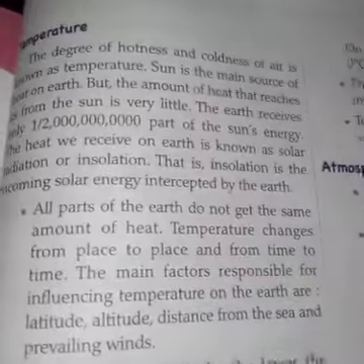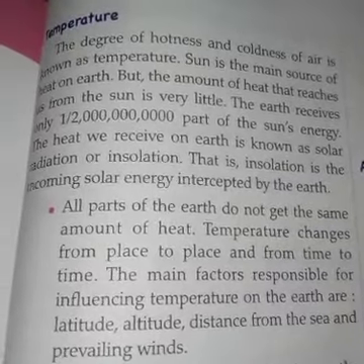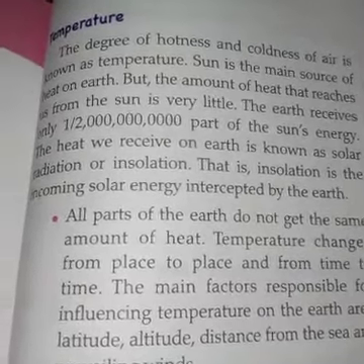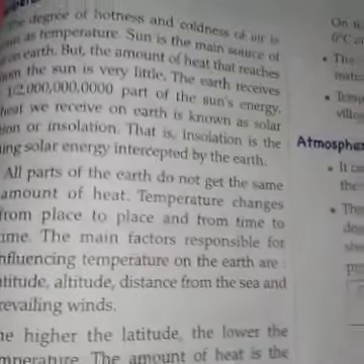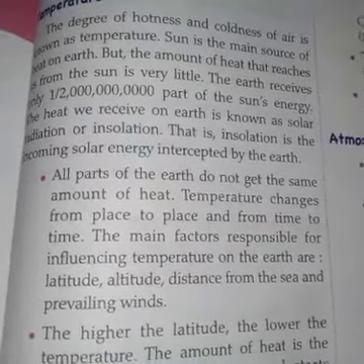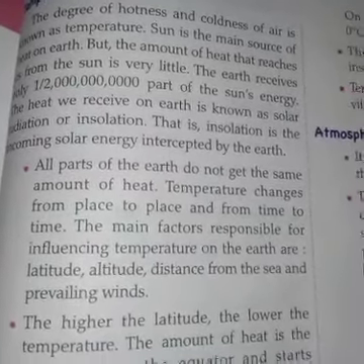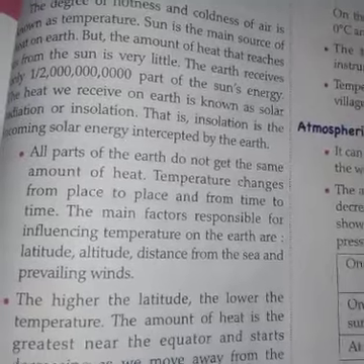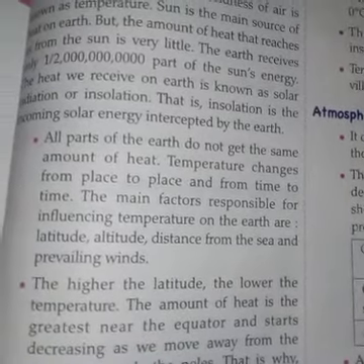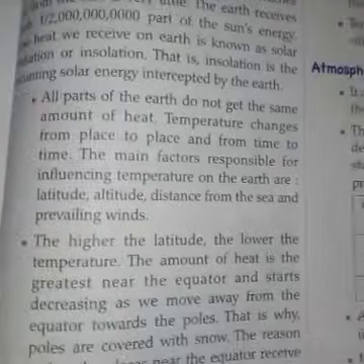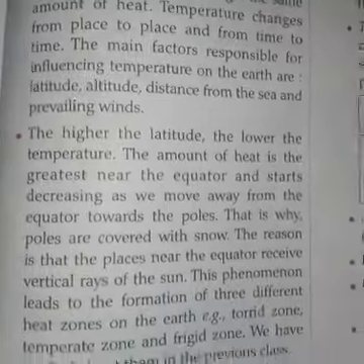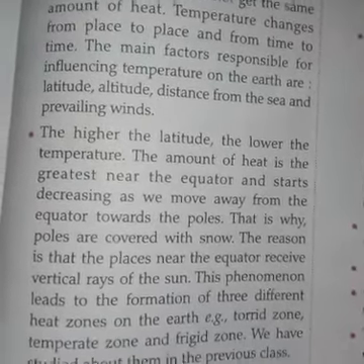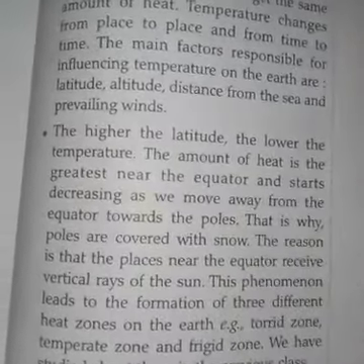What is temperature? Temperature is the hotness and coldness of the air. The degree of hotness and coldness of the air is called temperature. You all know the sun is the only source from which the earth gets heat and light. The solar radiation which is received by the earth is called insolation. All parts of the earth do not receive an equal amount of heat from the sun.